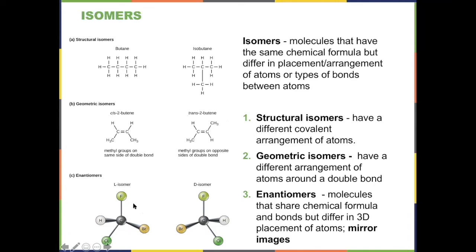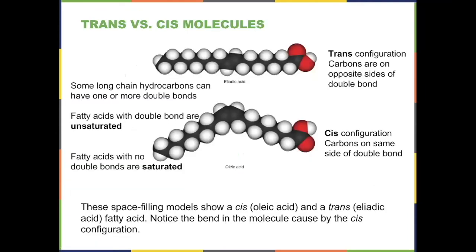Last type of isomer is what we call enantiomers. Enantiomers share the same formula and look pretty similar, but these two are actually mirror images of each other. This occurs if you have a carbon with four different things bonded to it. You could have one of two different kinds of arrangements of those four different things.